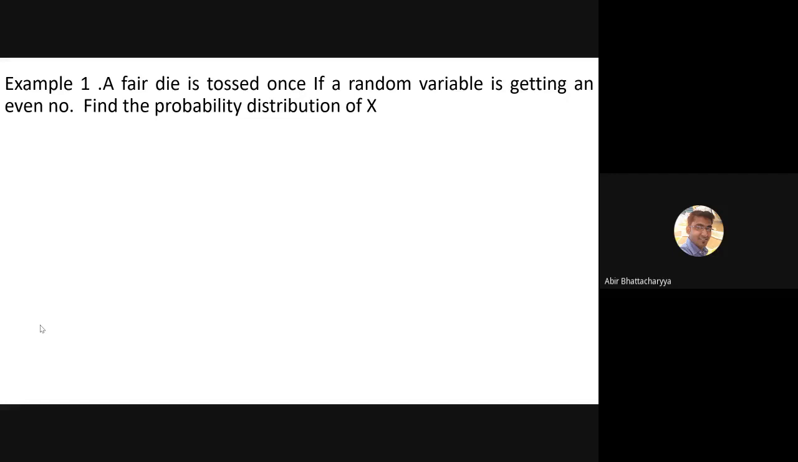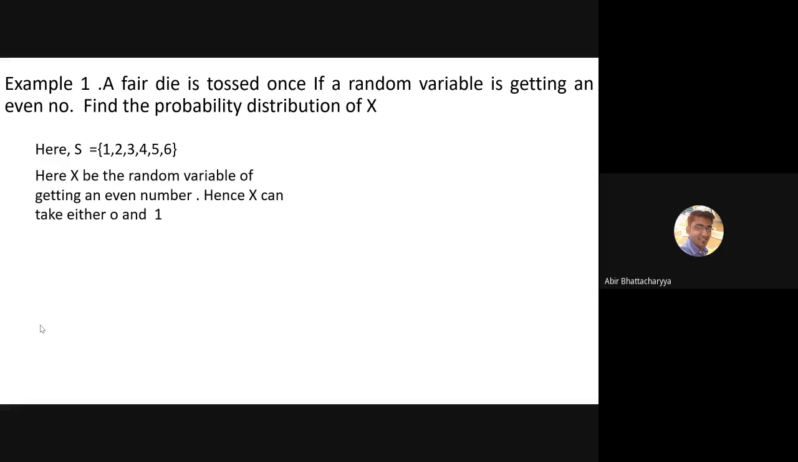Now we have to find the probability distribution of x. First the sample space, the total possibilities: 1, 2, 3, 4, 5, 6, because we have a fair die. So in a fair die, the total possible outcomes are 1, 2, 3, 4, 5, 6. Now what does x stand for? X stands for the random variable getting an even number. So hence x can be either 0 or 1. Okay, means what?